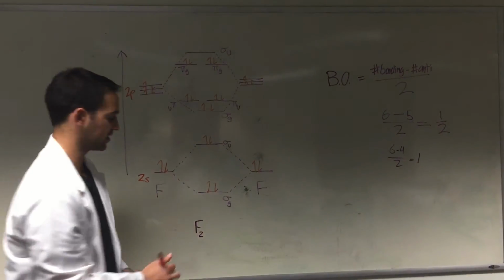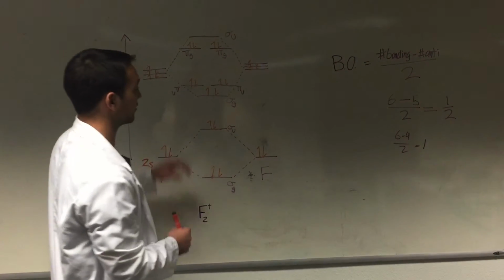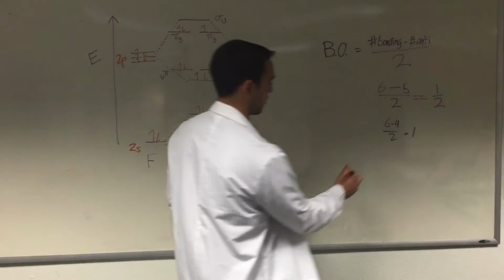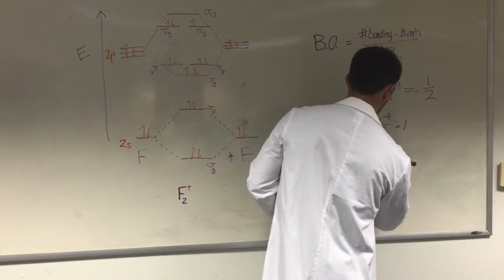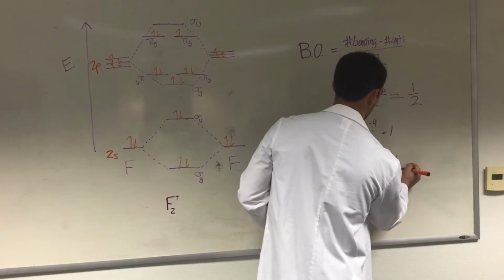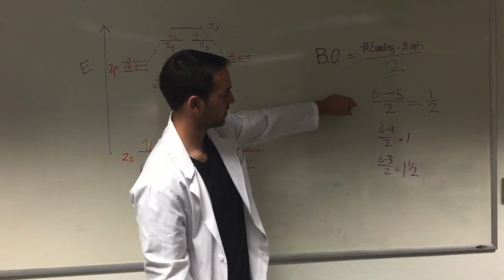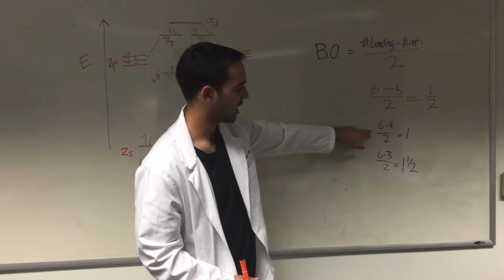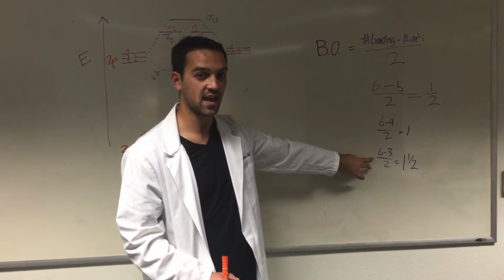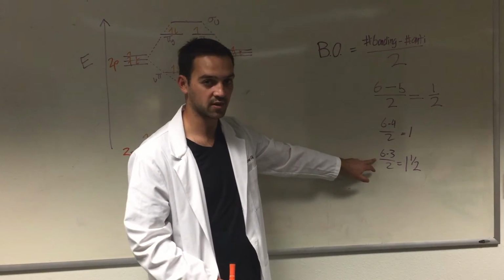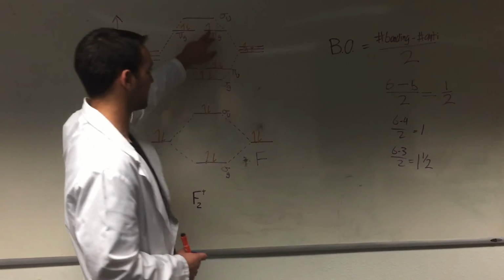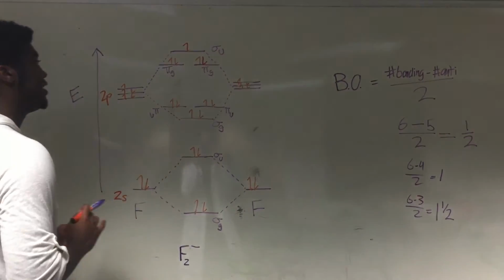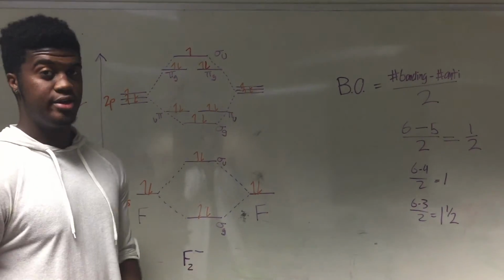The third example in the homework is actually F2 plus, which we will then take away another anti-bonding electron, making our bond order now 1 1/2. So as you can see, F2 minus, the least stable bond, F2 the next one, and F2 plus is actually the most stable or the strongest bond from this bond order, which makes sense because it has the least amount of anti-bonding electrons.